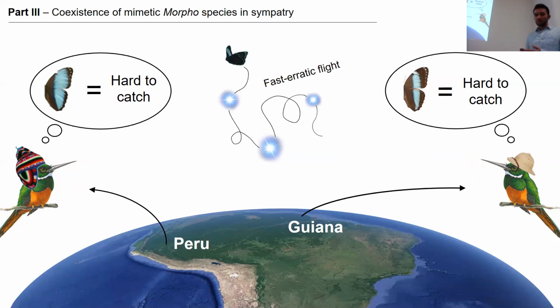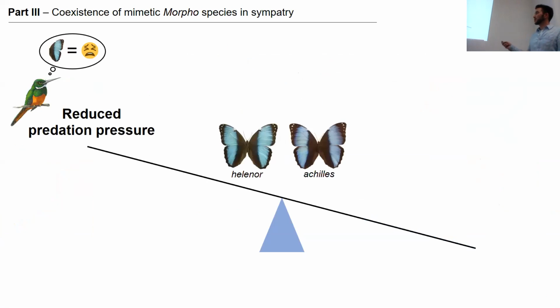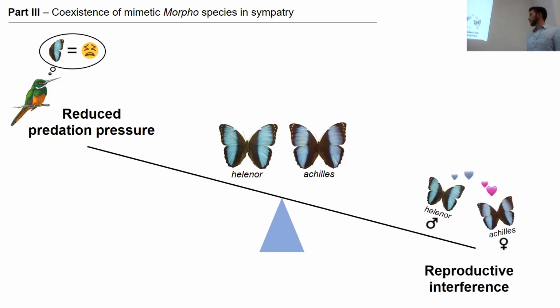So living in the same place and having the same wing color pattern is likely advantageous for individuals from both species because it allows sharing the cost of predator education and therefore reduces predation pressure. But such a high similarity also has drawbacks. It can lead to reproductive interference, meaning sexual interaction between species. For example, males Eleanor may court the females Achilles and vice versa, or males Eleanor may fight with males Achilles for defending territory. And these behaviors can be costly, but they are unlikely to increase fitness.